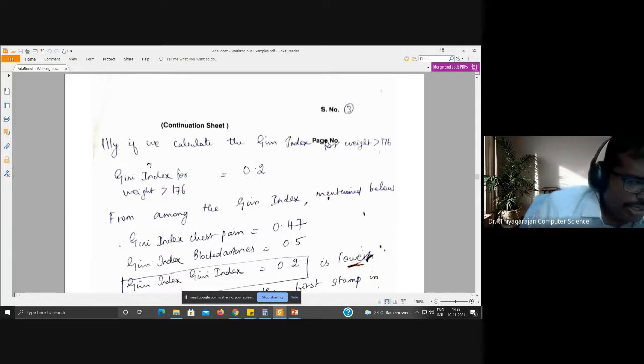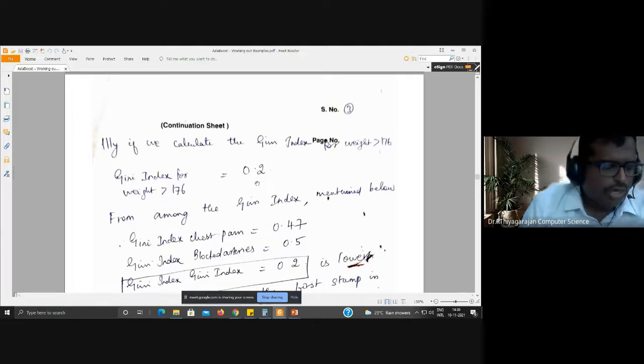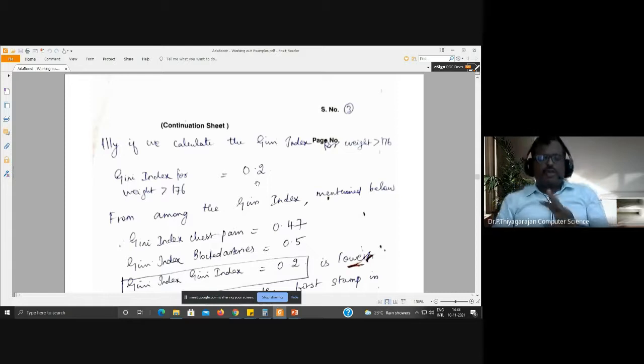Similarly, you have to calculate the Gini index for the patient weight. So you calculate the Gini index for the patient weight yes, and the Gini index for the patient weight no. And you have to calculate the overall Gini index for the weight greater than 176. If we repeat the same steps as detailed above, you will find the Gini index of the weight greater than 176 will be 0.2. So now for all the features, we have found out the Gini index.